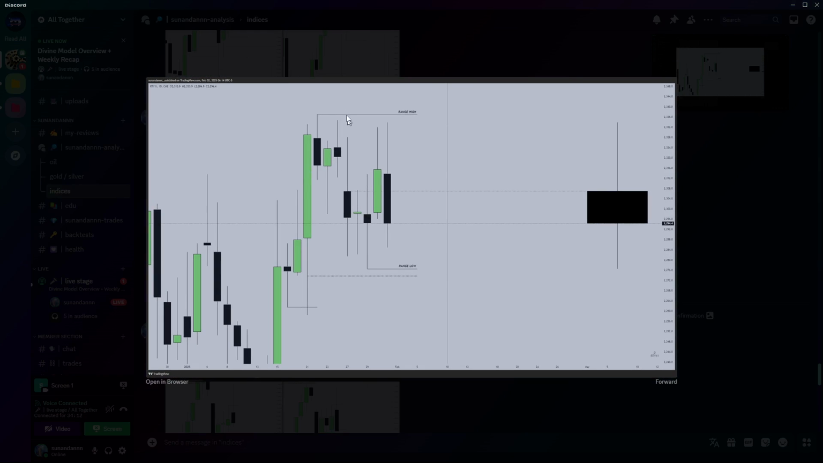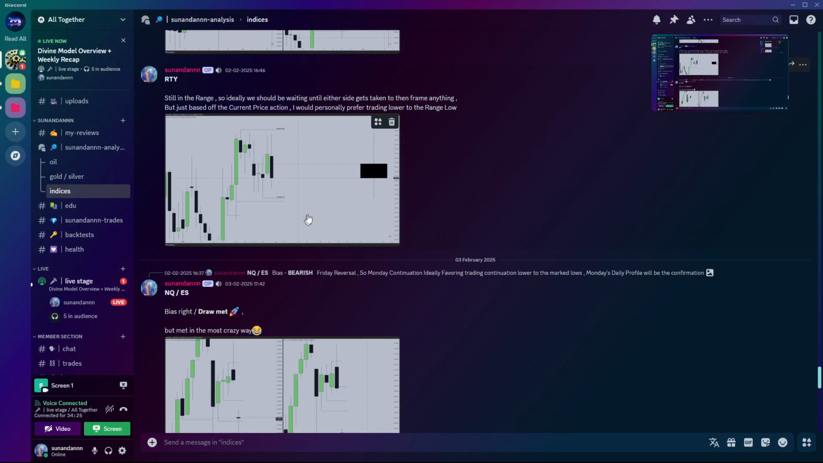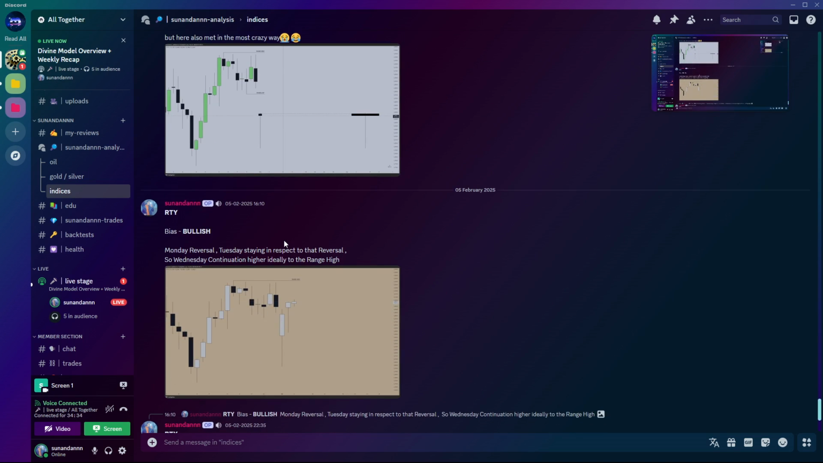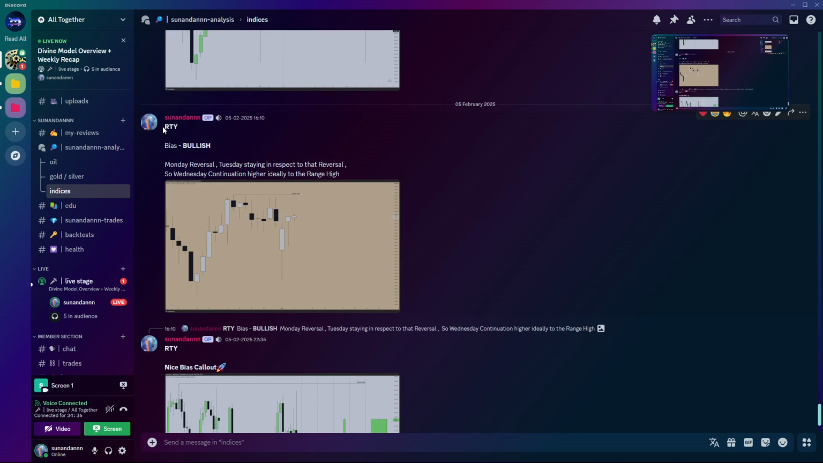Yeah, this was a range for me, range high, but this closure on Friday, like I said on YM, Friday's closure was telling me that I can short on Monday, so trading lower to the range low. But Monday immediately took out the range low. Then my bias on RTY was bullish, framing it as a Monday reversal.